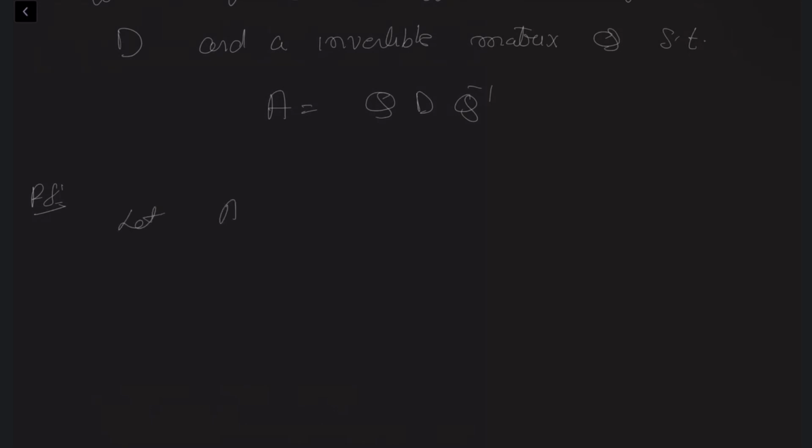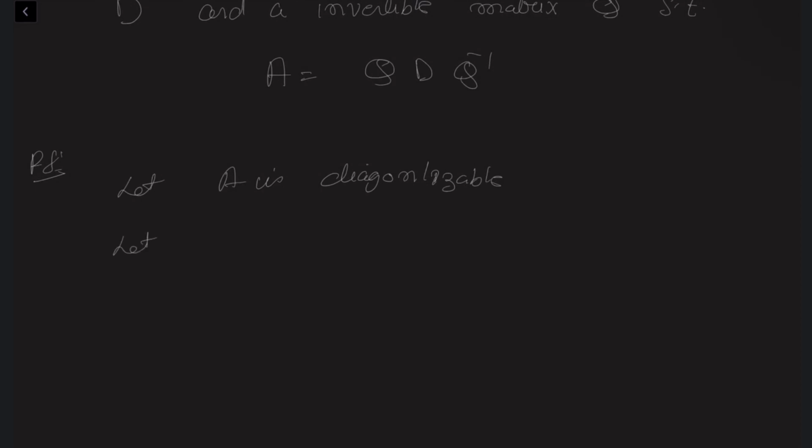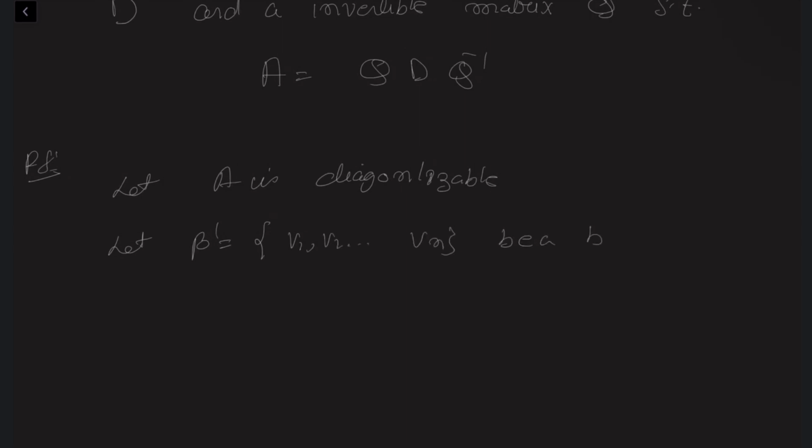Let A be diagonalizable. So I'll prove both ways. First I'm taking that A is diagonalizable. And let beta dash, that is v1, v2, ..., vn, be a basis of Rn such that the matrix corresponding to the linear transformation of A with respect to the basis beta dash is actually a diagonal matrix.